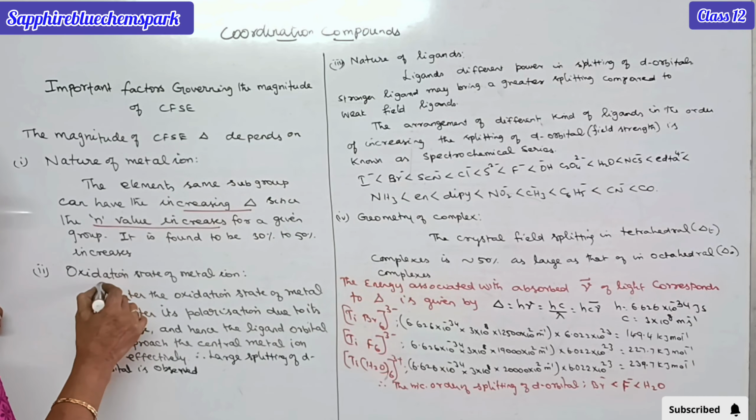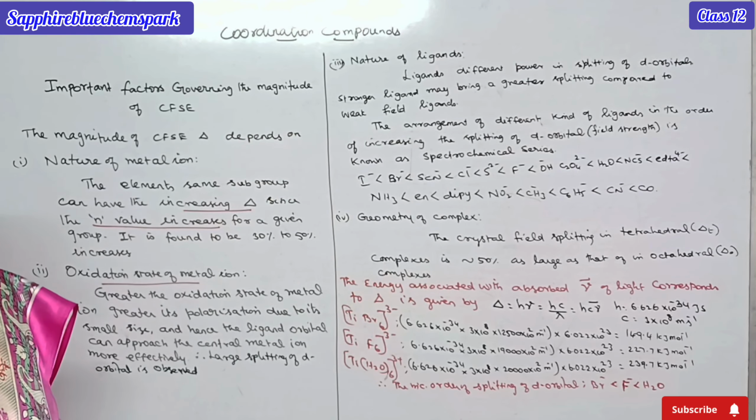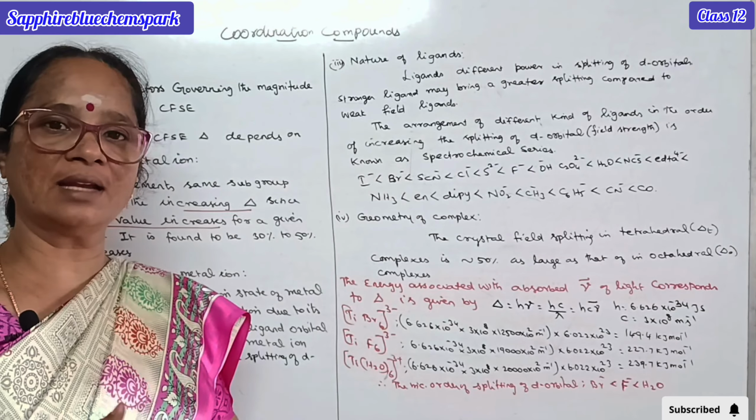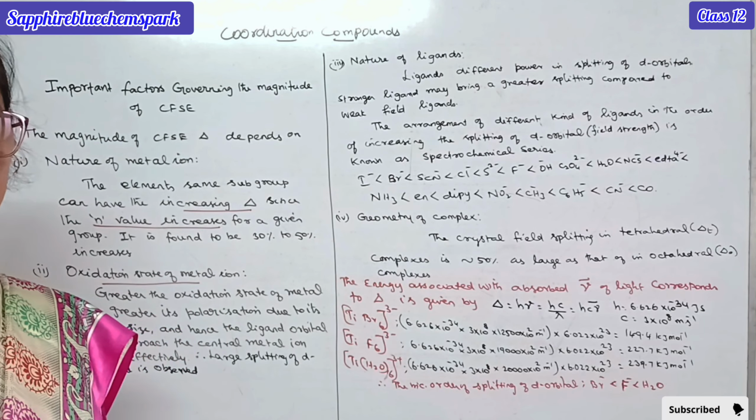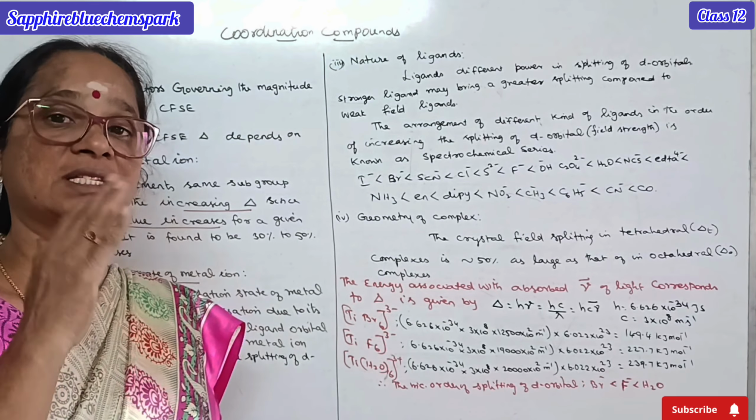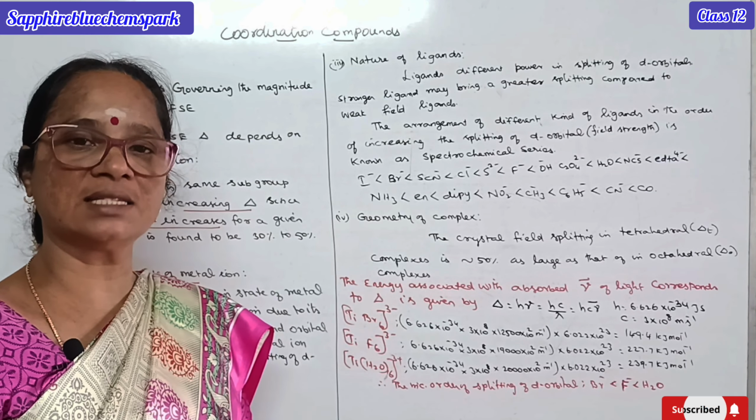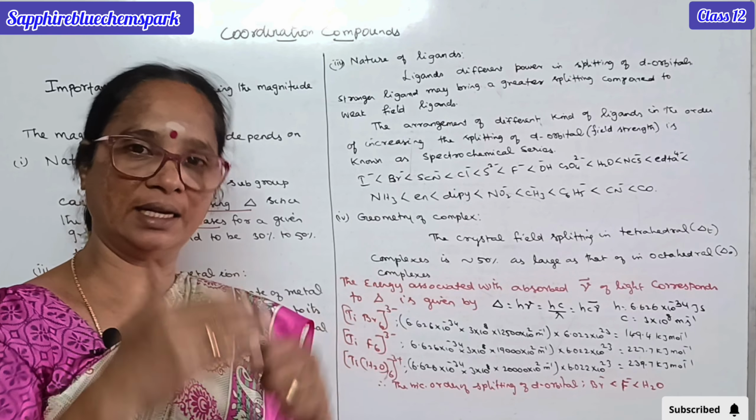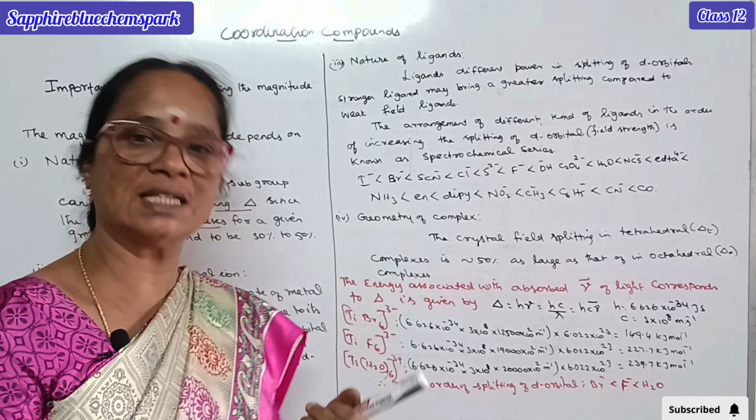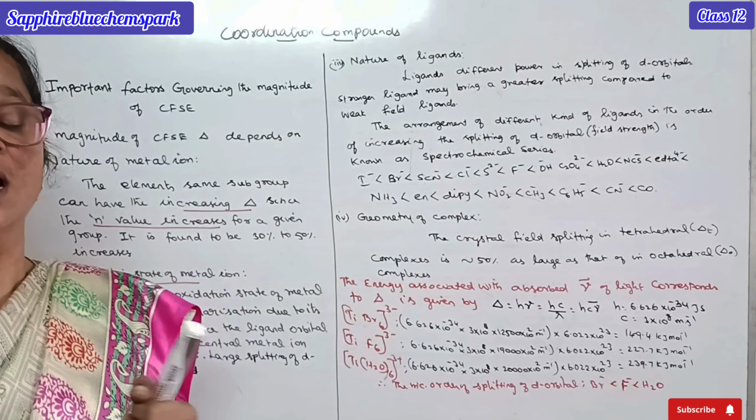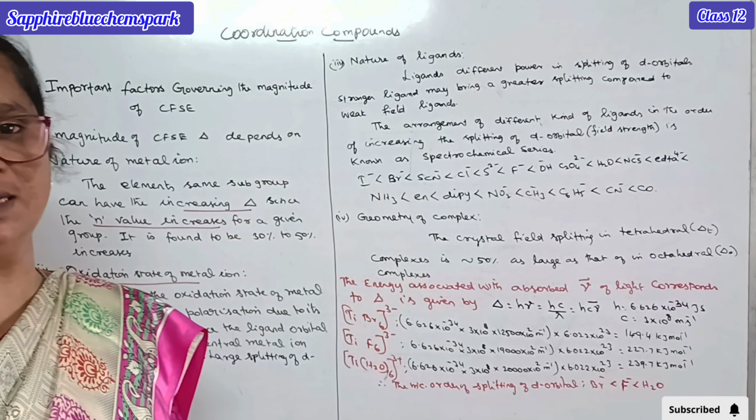The next one is the oxidation state of the metal ion. The transition metals can have variable oxidation states, from lower up to the highest, +8. When the oxidation state increases, the size of the metal ion decreases. So, the greater the charge, the smaller the size, and the more polarizing power.